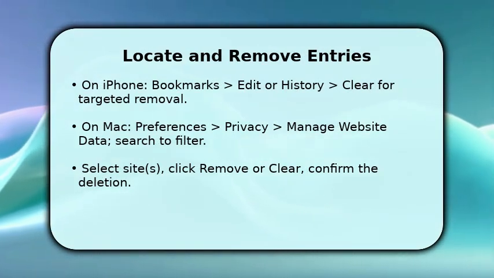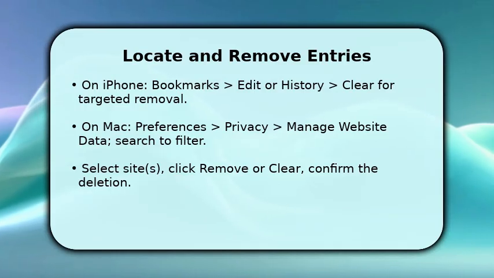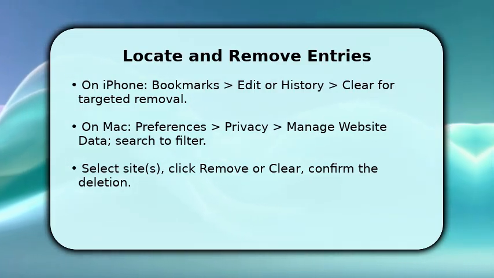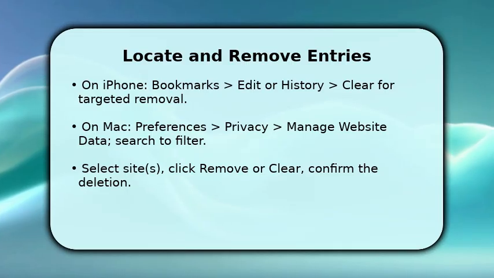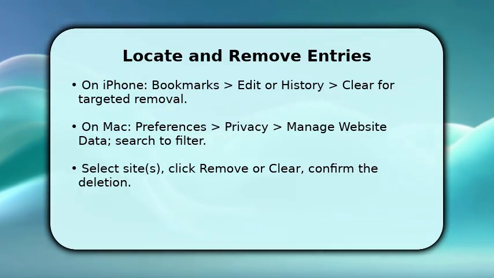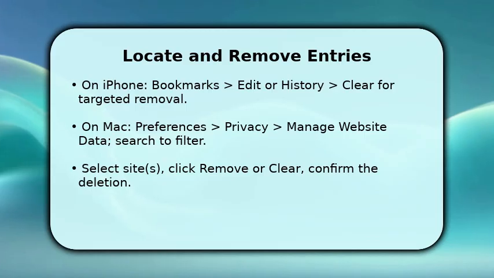On iPhone, tap Bookmarks, then edit to remove saved pages, or use History and swipe left to delete single items. On Mac, open Preferences, Privacy, Manage Website Data, type the site name to filter results. Select one or multiple entries, then press Remove or Done to commit.